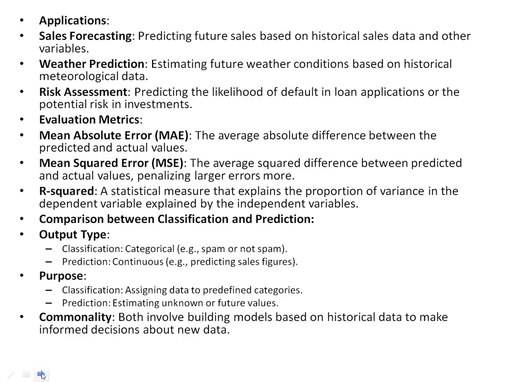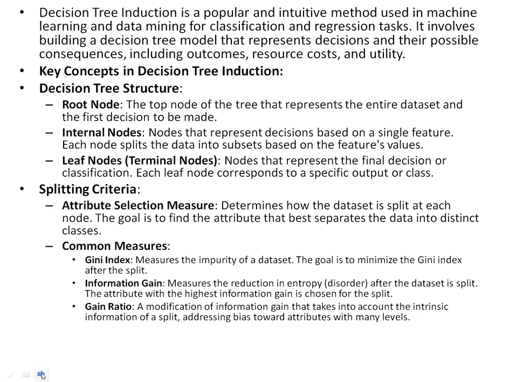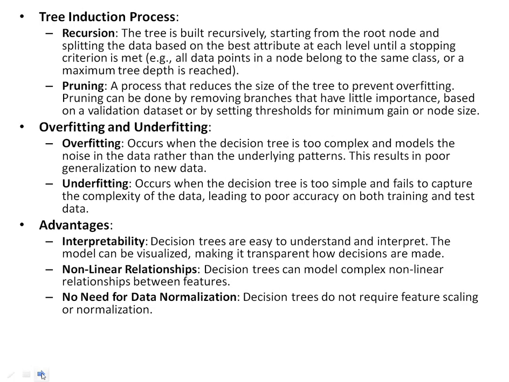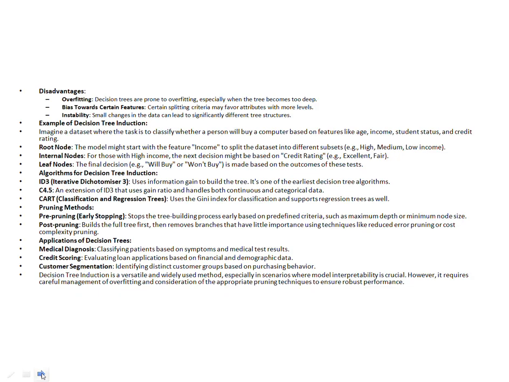The purpose is commonly building a model based on historical data to predict new data. And decision tree induction uses the root node, internal nodes, and leaf nodes. For the splitting criteria, you can use attribute selection measures, commonly information gain, Gini index, and gain ratio, and the tree induction process, overfitting and underfitting. For the advantages, you have interpretability, non-linear relationships, and no need for data normalization. And the disadvantages are overfitting, bias towards some features, and instability.